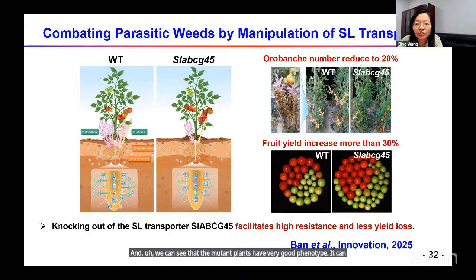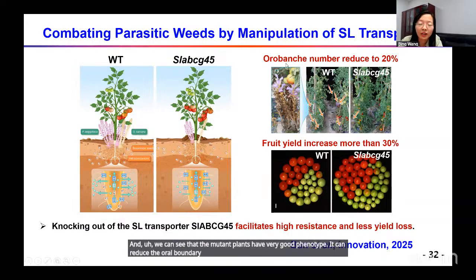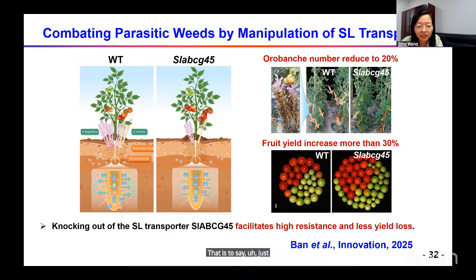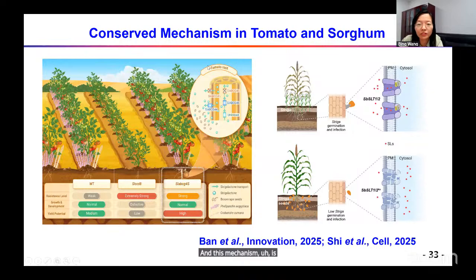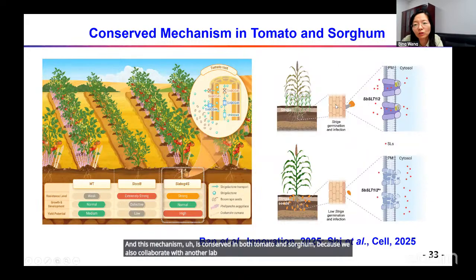It can reduce the orobanche parasitism to less than 20%, and it can significantly increase the fruit yield in the field by more than 13%. That is to say, just manipulating one gene can realize high resistance and less yield loss. This mechanism is conserved in both tomato and sorghum, because we also collaborated with another lab. They work on sorghum and found that another ABCG protein in sorghum is important for the parasitism with striga.